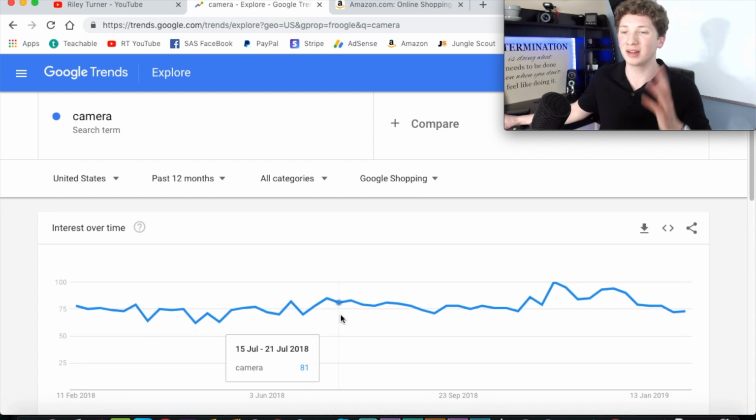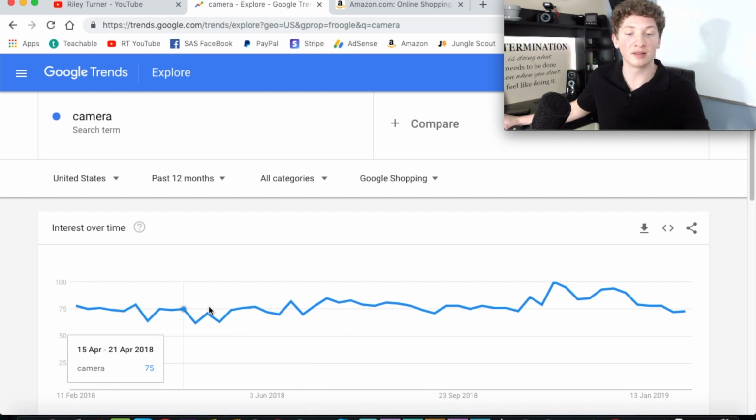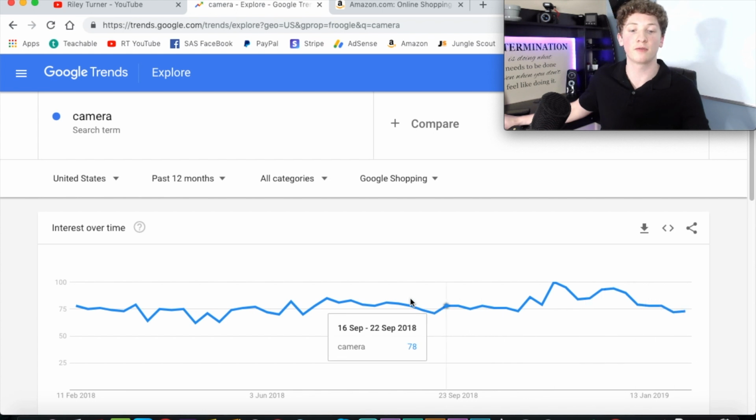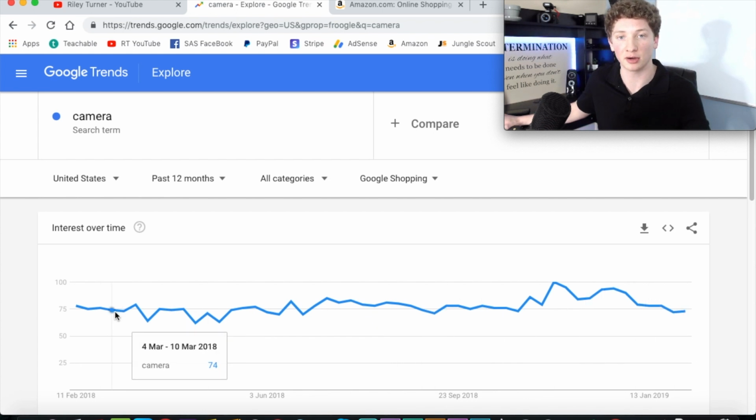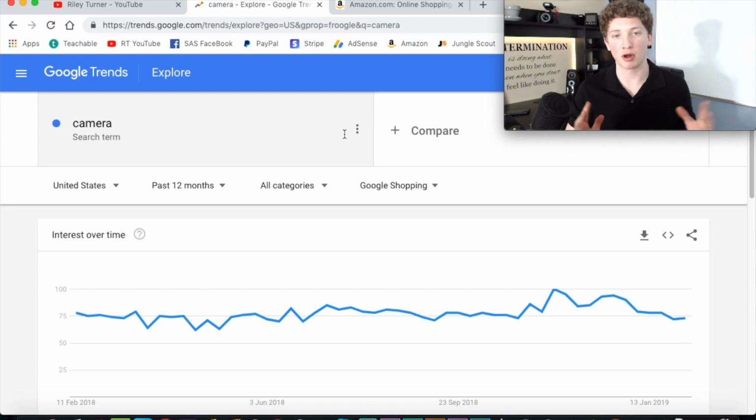That's why it really doesn't matter, but you might as well check both just to be extra safe. So we can see here that it is a steady seller throughout the whole year and people are searching for it consistently throughout the entire year. So that is basically a steady product, something that sells well throughout the whole year, that is always going to be steady and have a good demand.